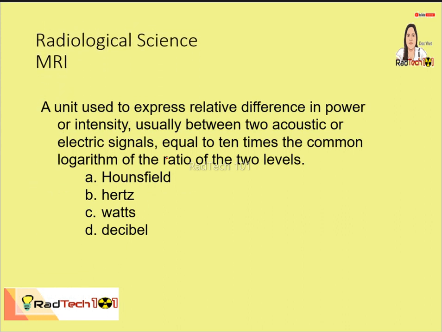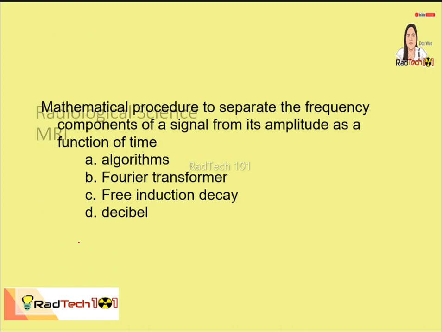A unit used to express the relative difference in power or intensity, usually between two acoustic or electric signals, which is equal to 10 times the common log or logarithm of the ratio of the two levels, is defined as decibel. So, intensity. So, acoustic. So, sound. So, that is decibel. So, again, decibel is a unit used to determine the ultrasound intensity.